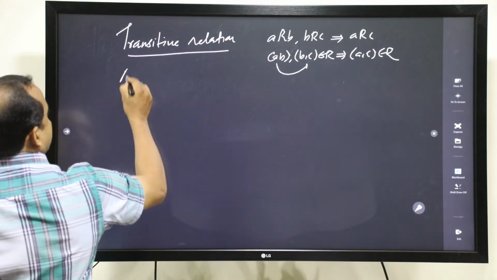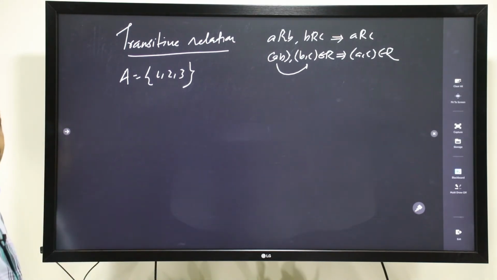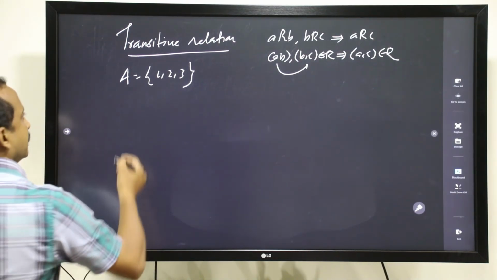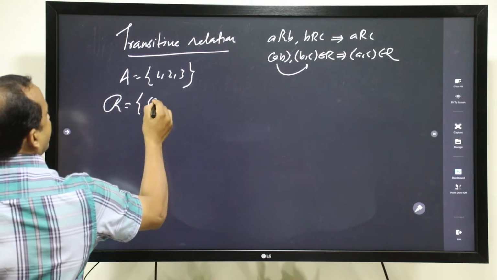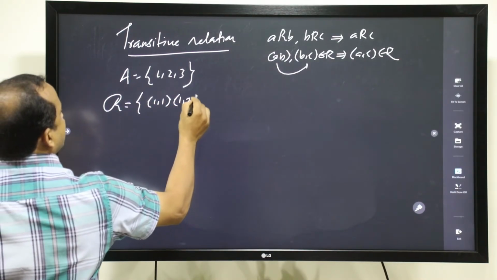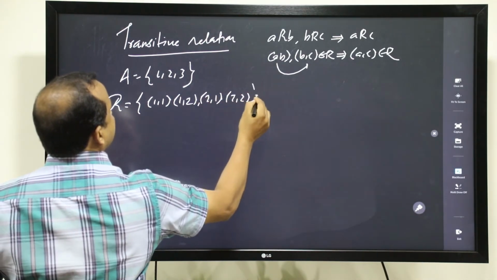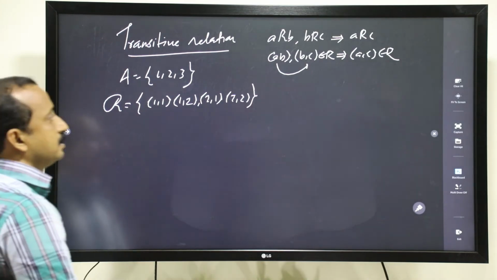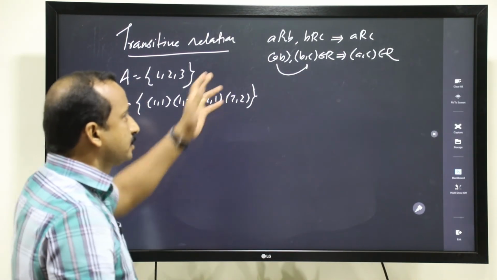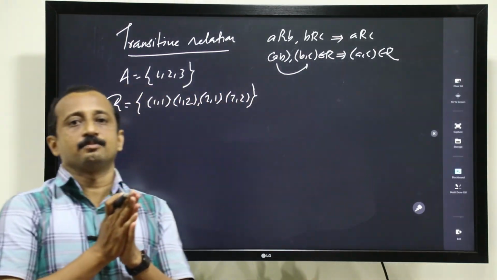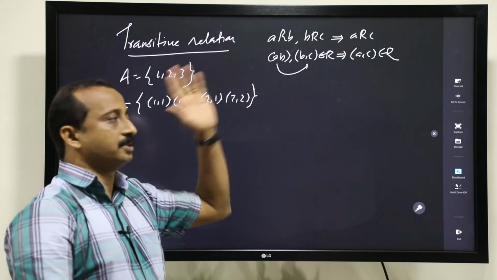Okay, we write an example. A is equal to {1, 2, 3}. Here we write a relation R1 is equal to {(1,1), (1,2), (2,1), (2,2)}. Check whether the given relation satisfies the condition of transitivity. The condition is: (a,b) and (b,c) elements of R implies (a,c) is an element of R.